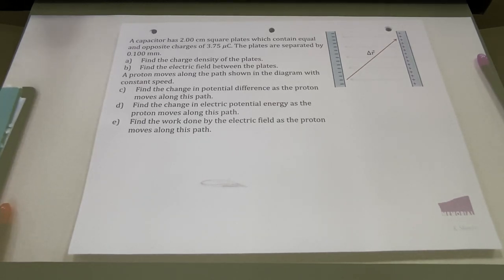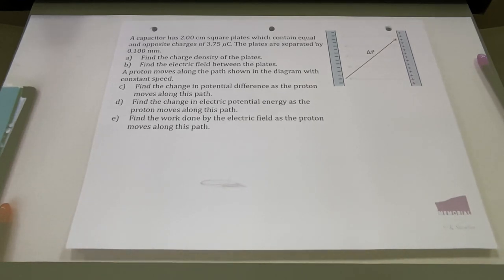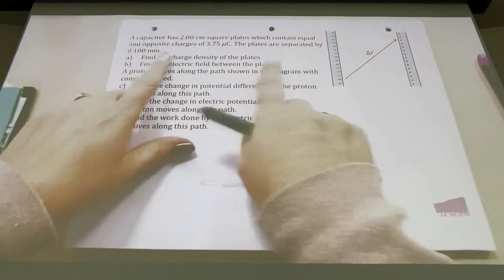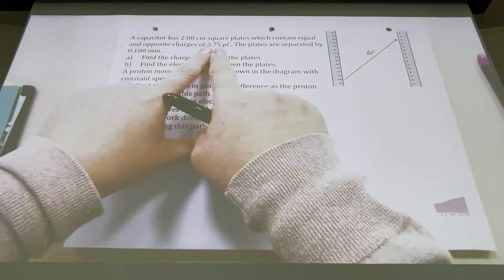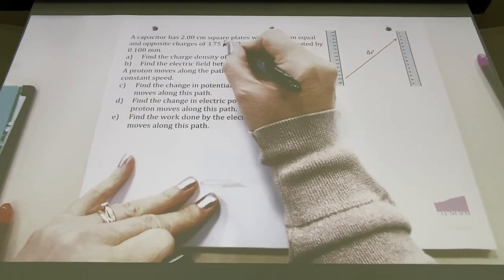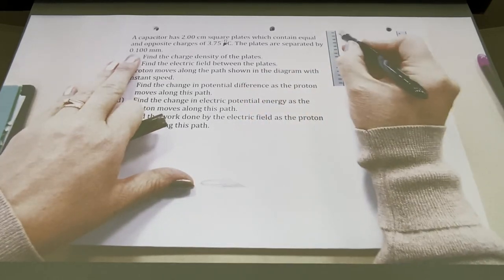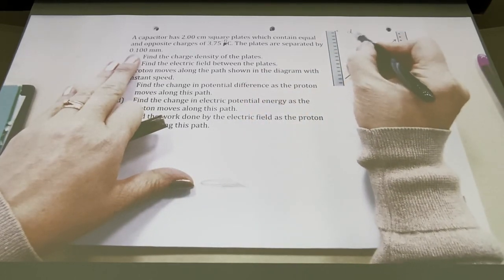That's kind of a thread that goes throughout the whole course. A capacitor has 2 centimeter square plates. That means each side has a length of 2 centimeters. They have equal and opposite charges of 3.75 microcoulombs. Oh, that was a typo, sorry. That should be nanocoulombs. The plates are separated by a distance of 0.1 millimeters. Usually we call that distance D.